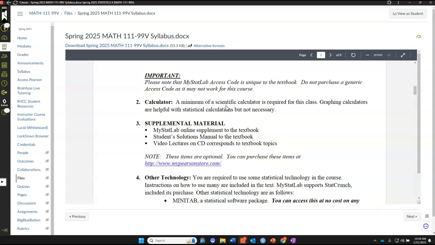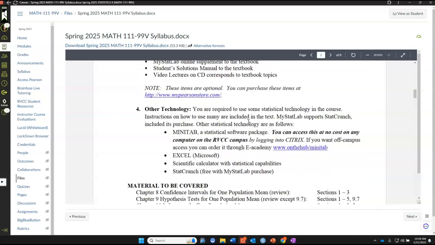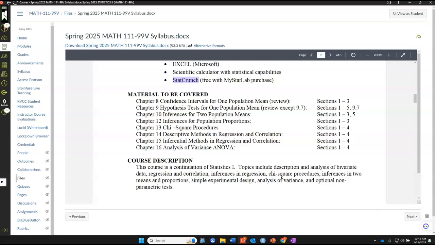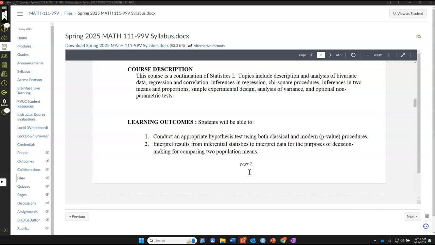So let's continue on. As far as calculators go, you can use a scientific calculator or a graphing calculator. That is entirely up to you. We will not really be using Minitab. We will actually use StatCrunch because it comes with our MyStatLab. That is the statistical software that links really nicely with your homework problems. You will not need it on exams, but it will link nicely with your homework and quiz problems.